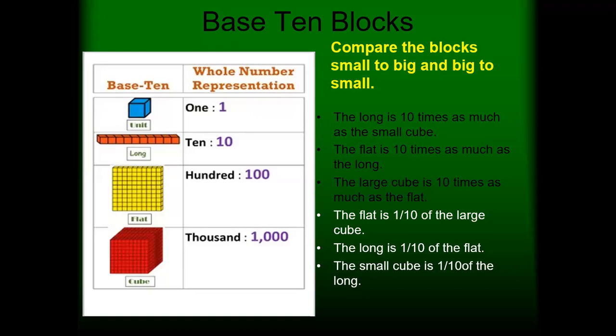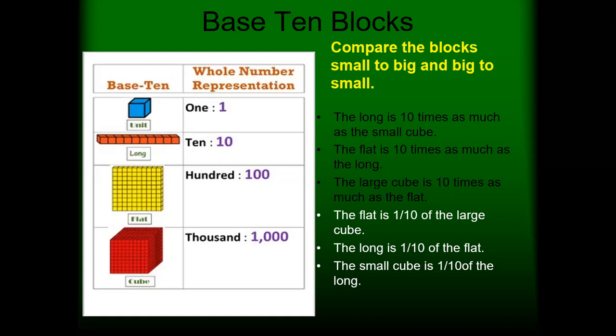You know the base 10 blocks I have shown you in the class: the small block represents 1. The long one, which is made up of 10 small ones, represents 10. The flat yellow one, which is made up of 10 longs, represents 100. And that big cube, which represents 1,000, is made up of 10 hundreds. So you can say the long is 10 times as much as the small, the flat is 10 times as much as the long, and the large cube is 10 times as much as the flat, when you compare the blocks small to big.